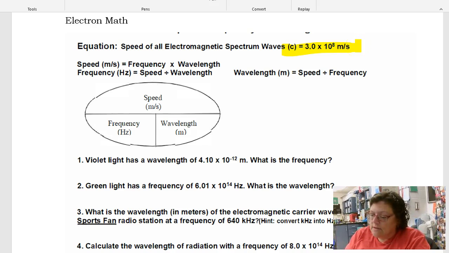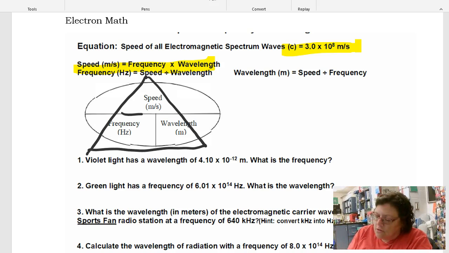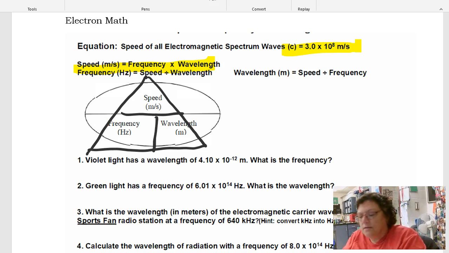And it shows us that speed is equal to frequency times wavelength. And I'm going to make a little thing. They've used a cute little circle, but I'm going to use a triangle. And it kind of looks like the Deathly Hallows, if you're a Harry Potter fan.